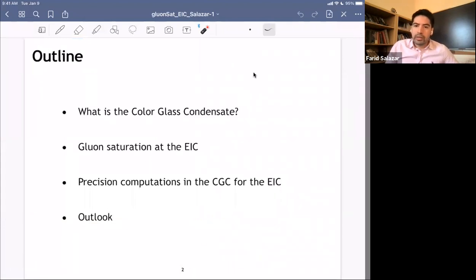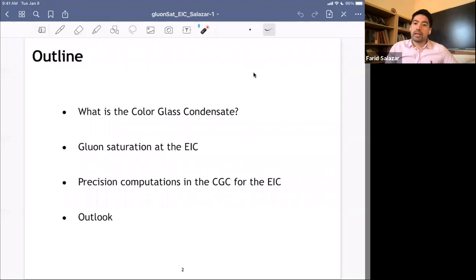So I would like to spend the first 15 minutes or so explaining what is the color glass condensate. And then I would like to discuss where it has been tested. I will very briefly mention observables at RHIC, LHC, but my focus today is mostly on deep inelastic scattering, so I would lean on HERA and EIC.